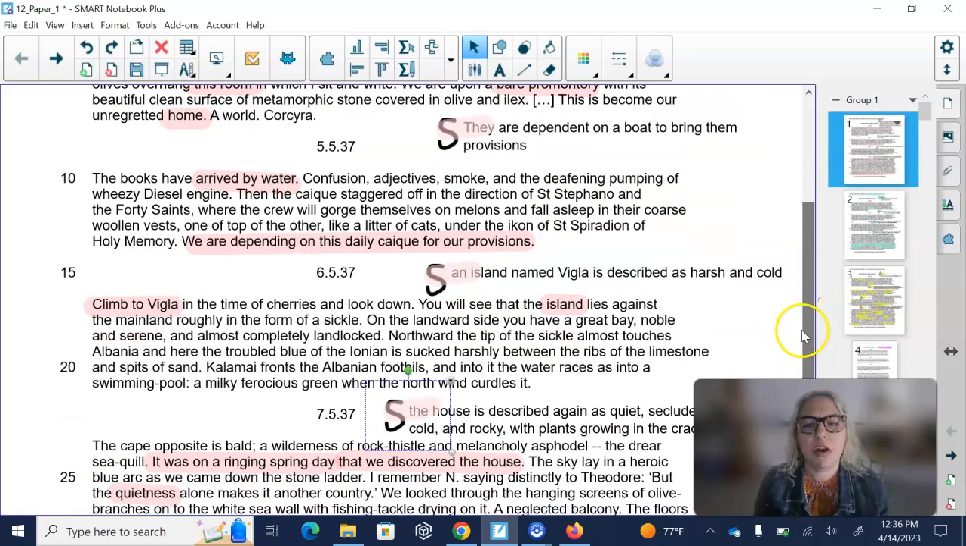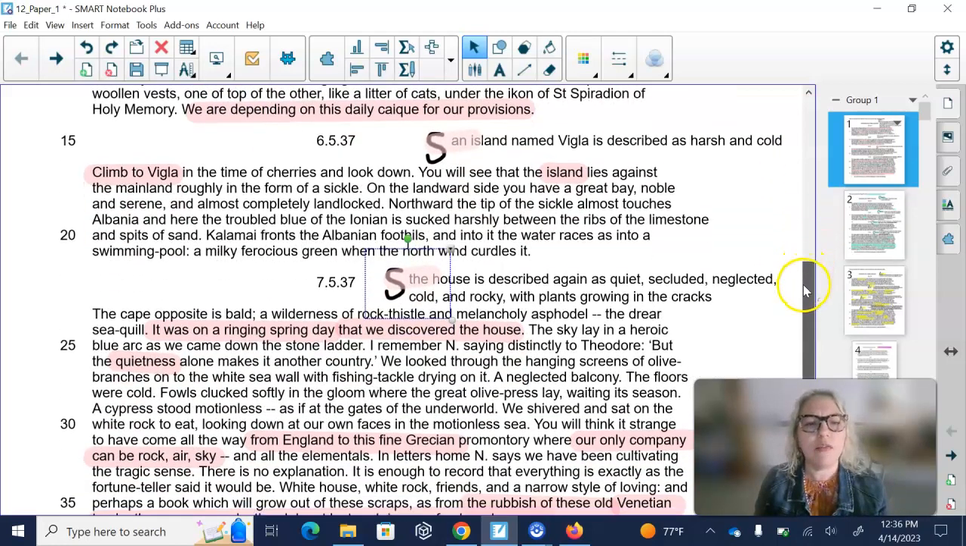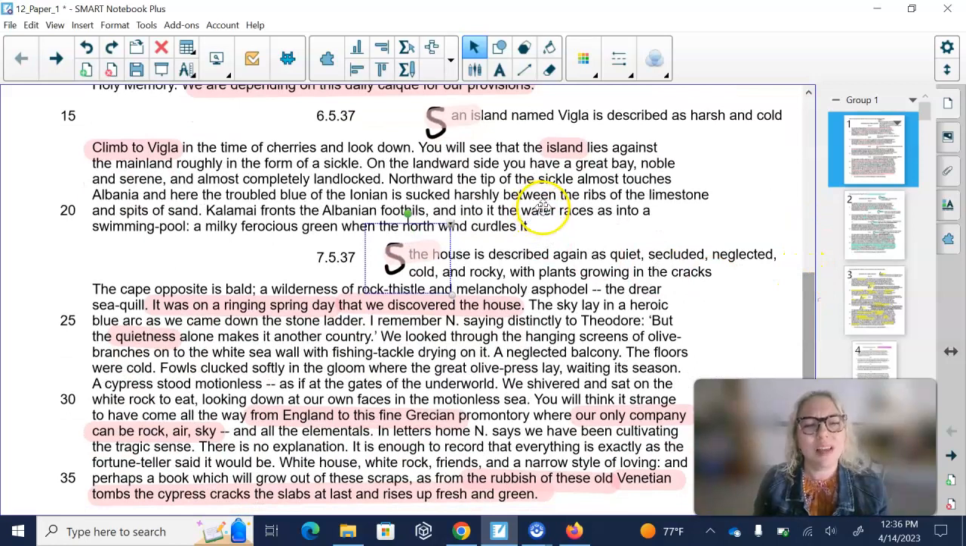Then if we look at the second paragraph, we see that they're dependent on a boat to bring them provisions. And so this is an aspect of the setting because they're so remote and secluded that they have to get their stuff from a boat that arrives by water. If we take a look at the third paragraph, this is kind of an interesting paragraph. It's talking about an island named Vigla that's harsh and cold. And it's a little bit different, I think, than the other paragraphs.